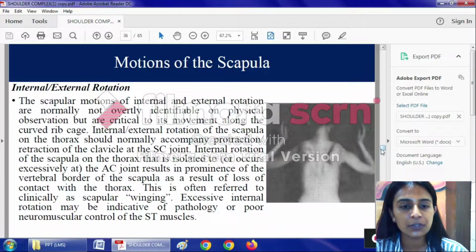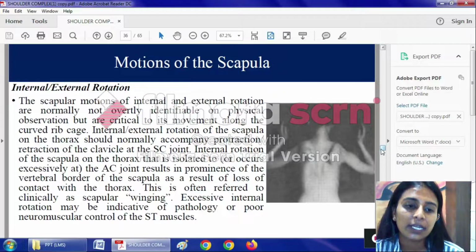Internal and external rotation of the scapula on the thorax should normally accompany protraction and retraction of the clavicle at the SC joint. Internal rotation of the scapula on the thorax that is isolated to the AC joint results in prominence of the vertebral border of the scapula as a result of loss of contact with the thorax. This is often referred to clinically as scapular winging, or winging of the scapula. Excessive internal rotation may be indicative of pathology or poor neuromuscular control of the ST muscles.